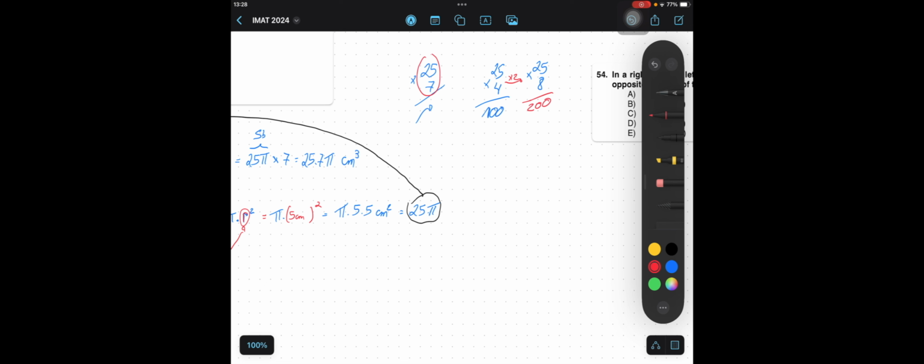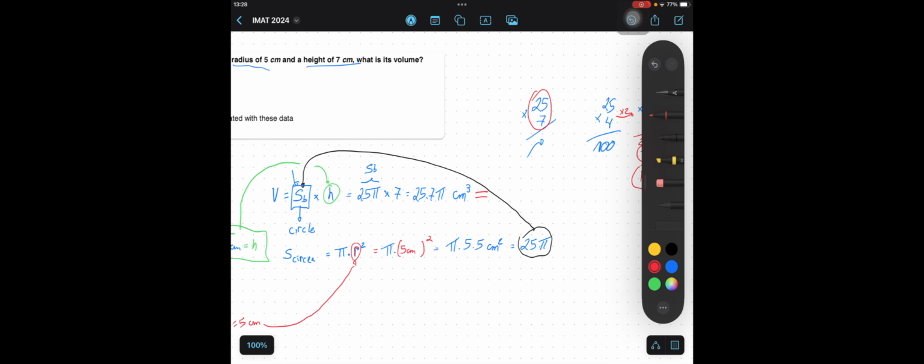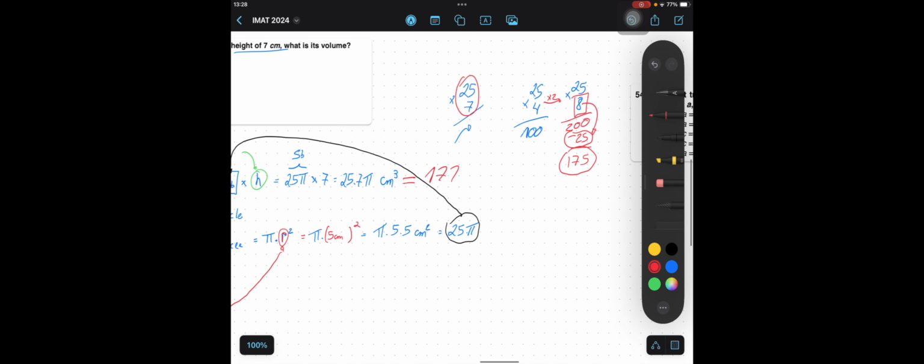But we want 25 times 7, so it's going to be 200 because it's 25 times 8. And we just subtract 25 here to give us 175. Okay, when we are subtracting 25, it's the same as saying it's not 25 times 8, it's 25 times 8 minus 1. Okay, so this is just a shortcut to give you the final result. So the final result will be 175 pi centimeters, but to the third power, right?